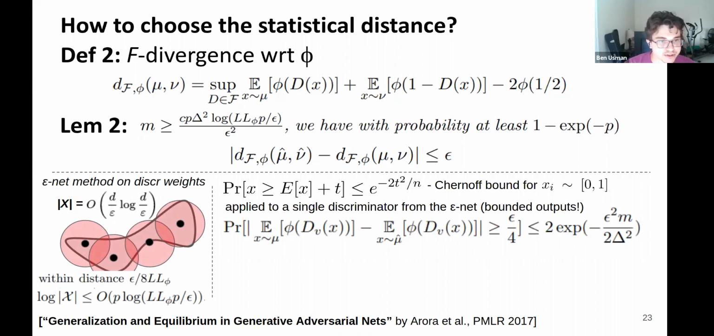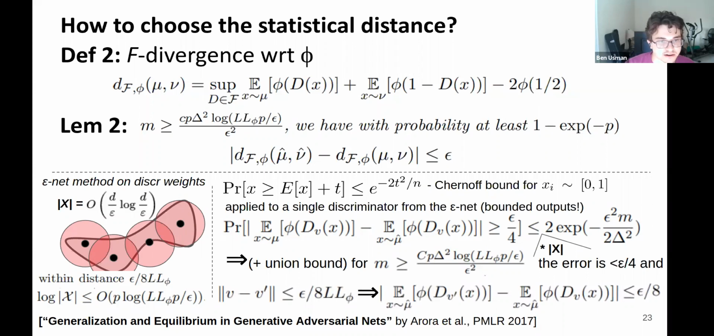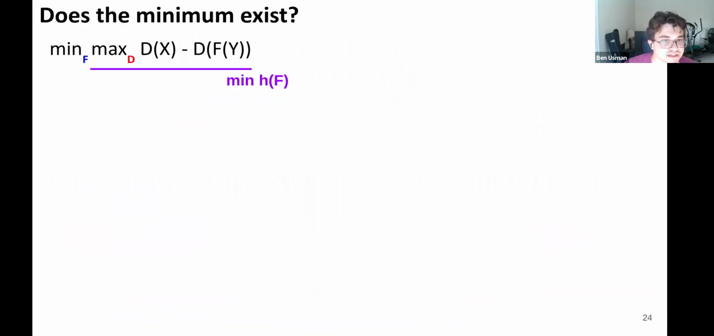Then we use union bounds to get the probability across all discriminators in the epsilon set, and then we use the Lipschitz constant to connect the approximation error of the discriminator weights with the approximation error of the discriminator output. And this specific choice of all the sizes and parameters here, with this choice of the number of points, gives us exactly epsilon error with high probability. So, okay, we have shown that we can estimate our statistical distance well enough from data.